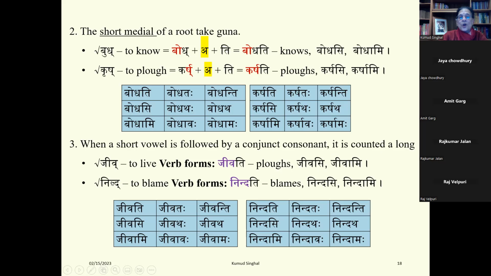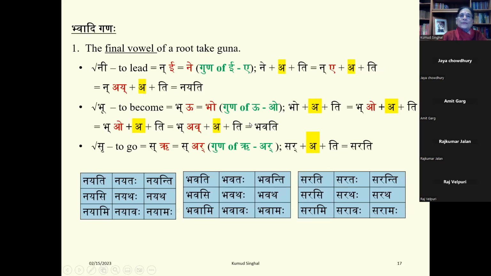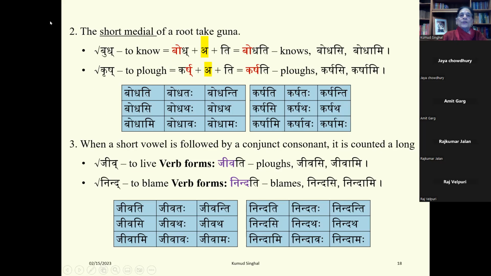So if it is long, then it doesn't take the guna. So it will remain as it is. Nindati, nindataha, nindanti, and so on. So that's how you get these forms like ni nayati, bhu bhavati, sru sarati, and here budh bodhati, krish karshati, and this long one remains as they are.